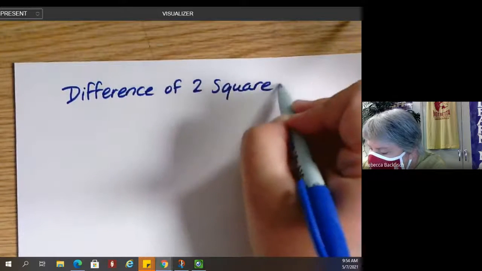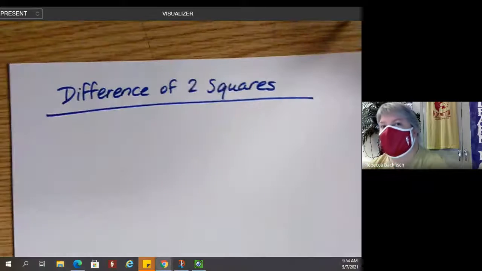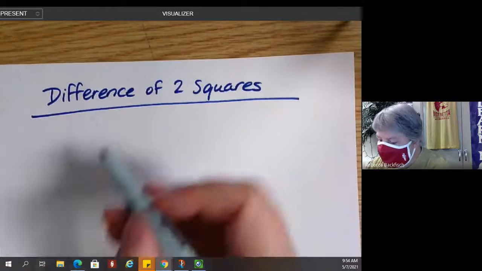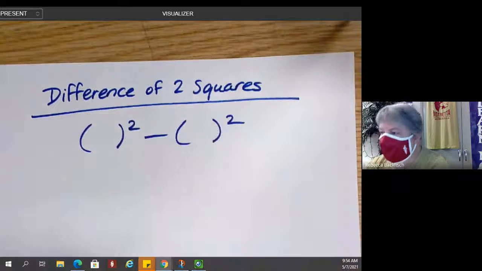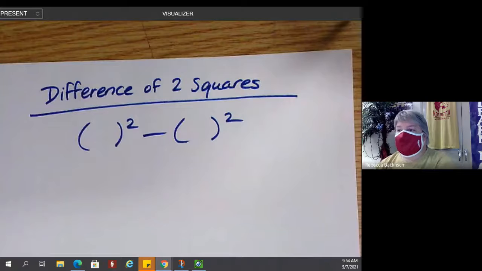But I'll put the 2 in there for right now. Okay, which basically means something squared minus something squared. It means what it says. A difference means minus. Squares means things that are squared. Okay, so if you have something squared minus something squared, it always factors the same way.